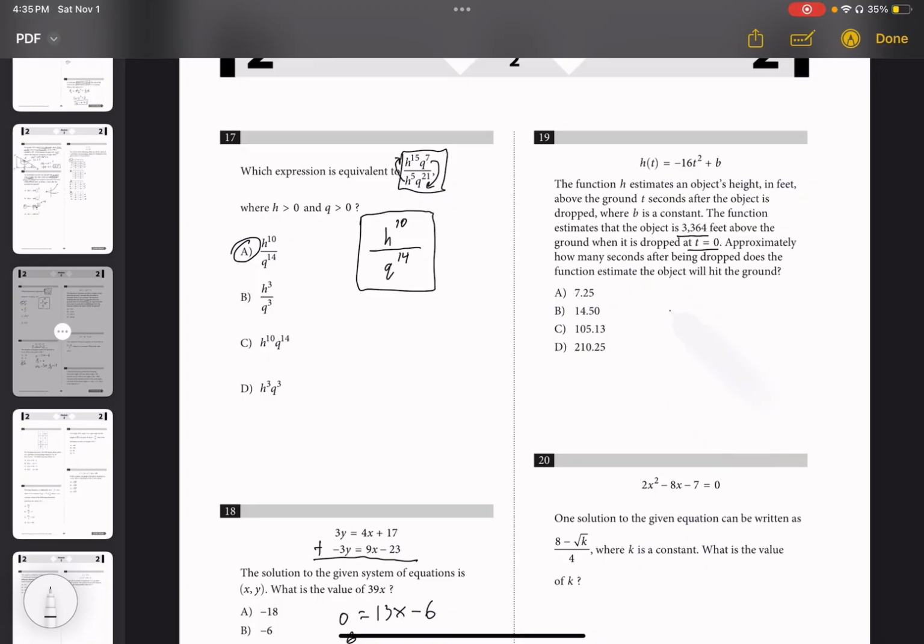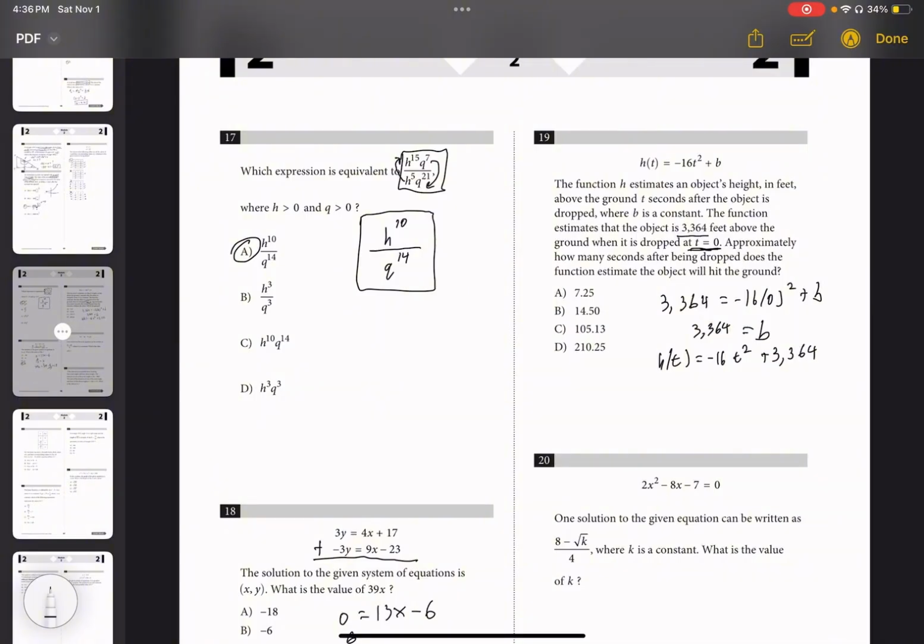Okay, so we need to know when the object will hit the ground. We know it starts at 3,364. So 3,364 is equal to negative 16 times 0 squared plus b, since this is when time t equals 0. So we know b is equal to 3,364. Plugging this into our equation, we get h of t is equal to negative 16t squared plus 3,364.